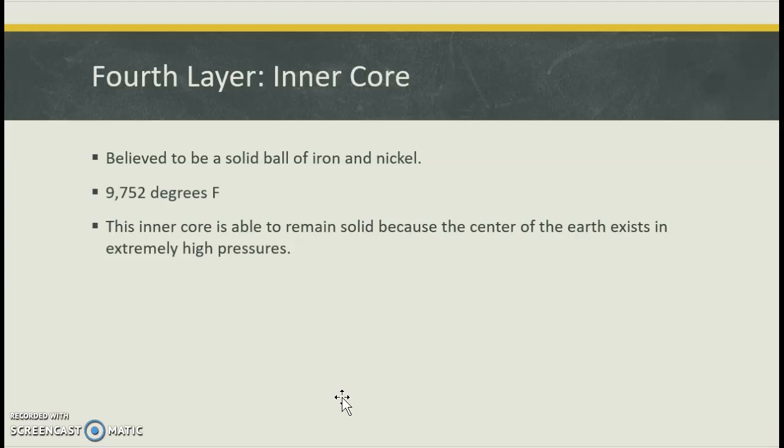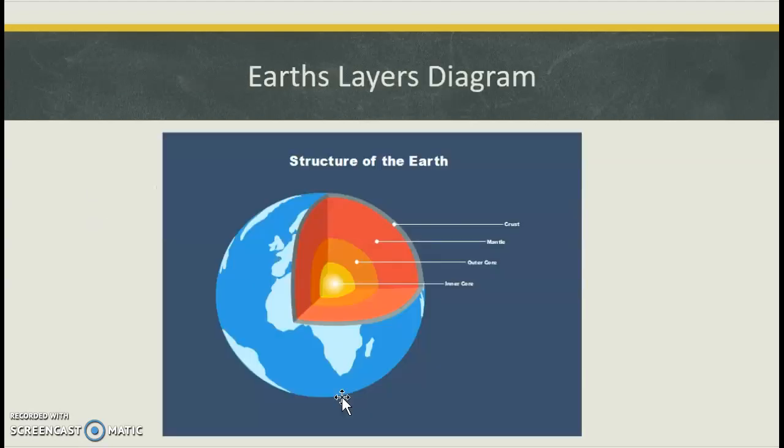So in knowing the 4 layers of the Earth, and looking back at our diagram and the structure of the Earth, we have this thin layer right here, this gray area, which is the crust in which we live. We have the mantle, the red area. We have the outer core, which is this orange area. And then we have that very center inner core, which melts this outer core. And this inner core is the yellow part.